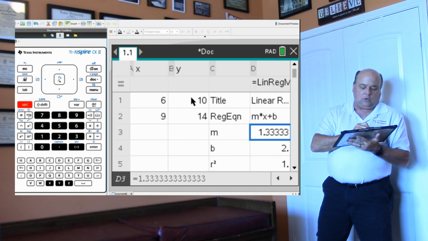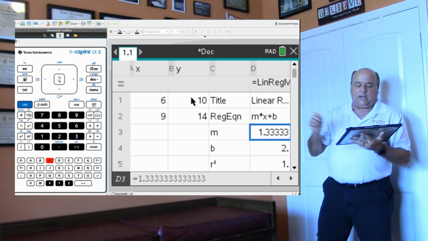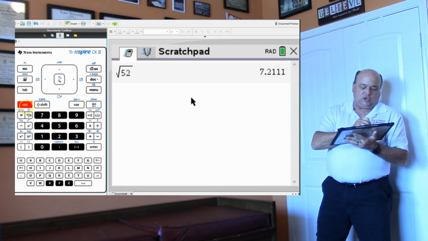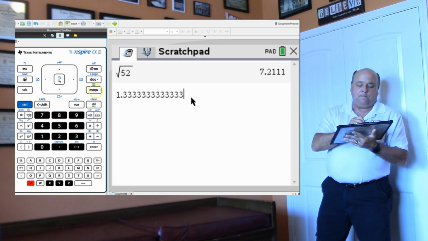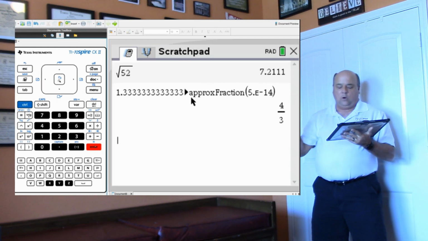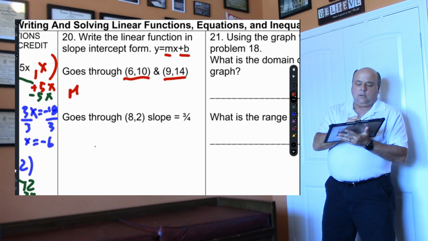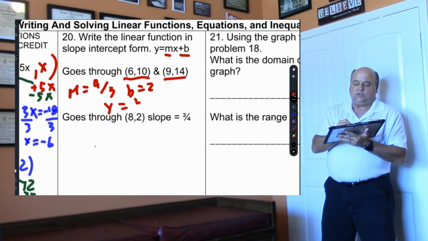Remember, if you hit Control-C, it looks like nothing happens. My cursor's over the 1.33. I'm going to hit Home and A, and then Control-V to paste. And notice I have 1.333. Then menu 2, enter, makes it a fraction, 4 over 3. So I'm going to go to my paper. My M equals 4 over 3. My B was equal to 2. Y equals 4 over 3x plus 2.